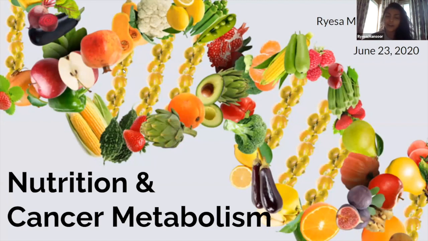So as you can tell from the title, I'm going to be talking about nutrition, specifically how it relates to cancer metabolism. And for my title slide, I chose this very lovely random DNA molecule made of a bunch of random vegetables and fruits, because why not? Every nutrition lecture needs that.